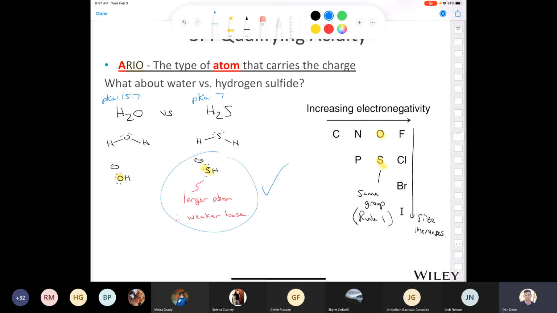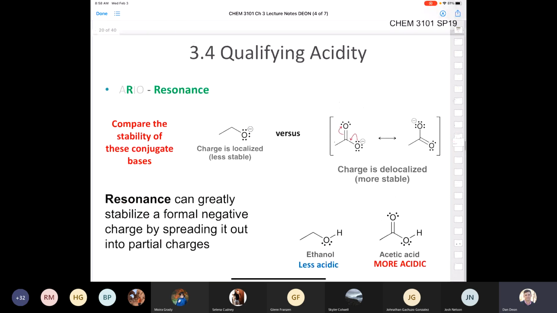Give me a thumbs up if you follow me on those two rules, even if I can't see the thumbs ups. Okay? All right. So again, the dominant effect when we're dealing with atoms in the same group is size, and the dominant effect when we're looking at atoms in the same period is electronegativity. All right, well, let's move on from there. So good. And let's take a look at the next one.